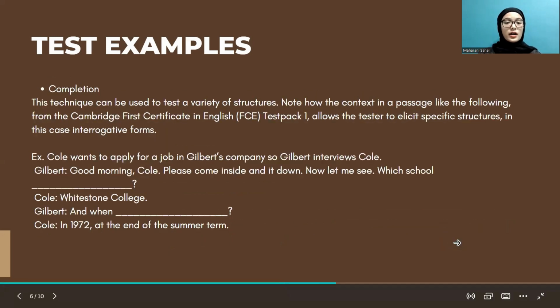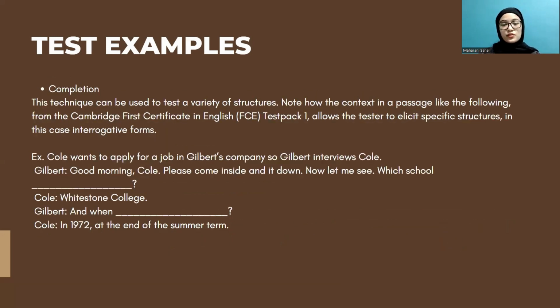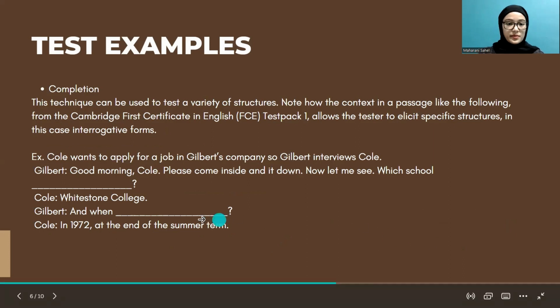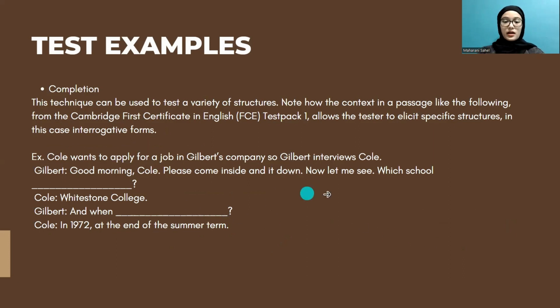Okay, next. Completion. This technique can be used to test a variety of structures, note how the context is provided in a passage like the following from the Cambridge First Certificate in English. It also allows the tester to elicit specific structures, in this case interrogative forms. This is an example of completion.